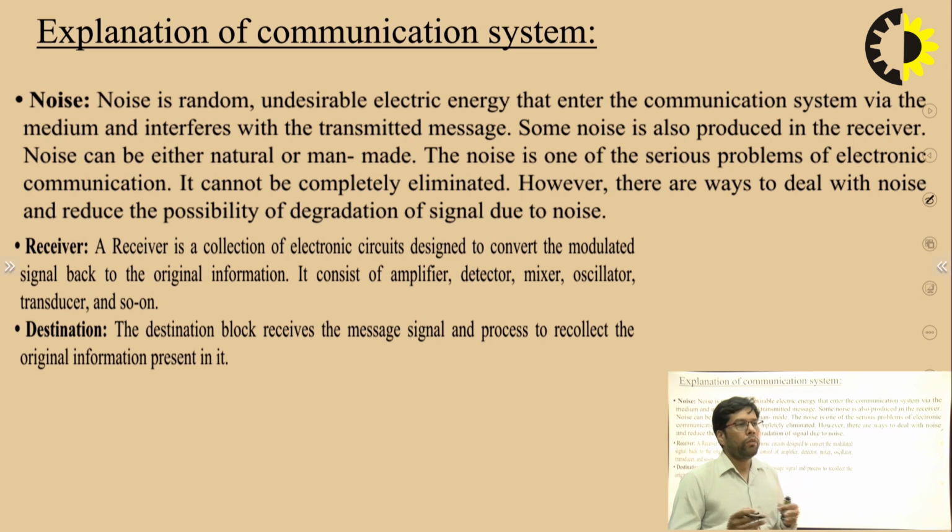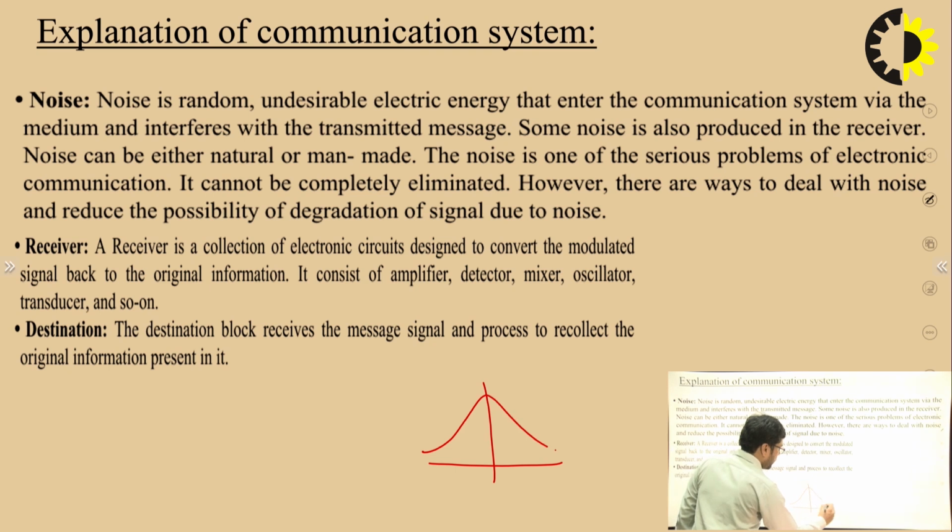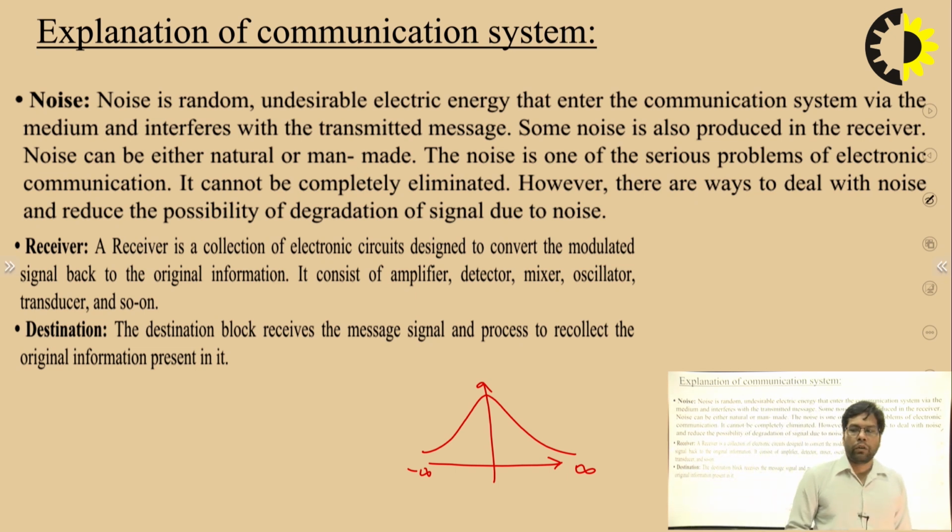Why do we call it white noise? Because it covers all the frequency components, all the frequency range, which lies between minus infinity to plus infinity. As we know, the Gaussian curve looks like this. So it lies between minus infinity to plus infinity. So it covers all the frequency ranges. That's why we call it additive white Gaussian noise.